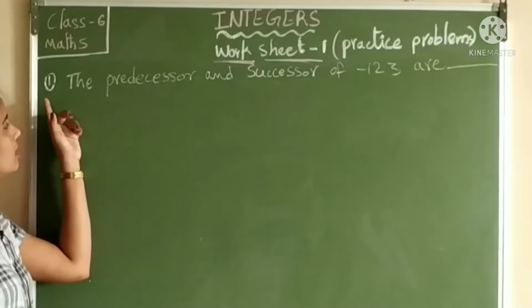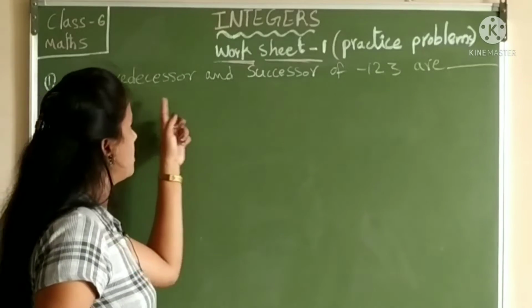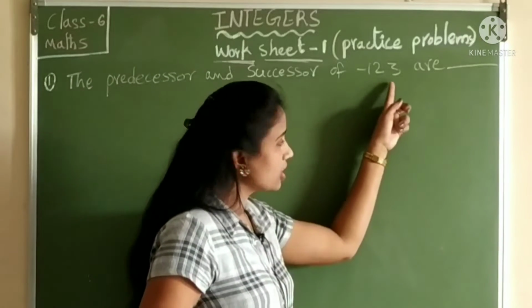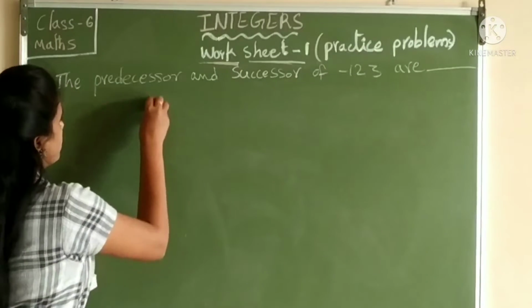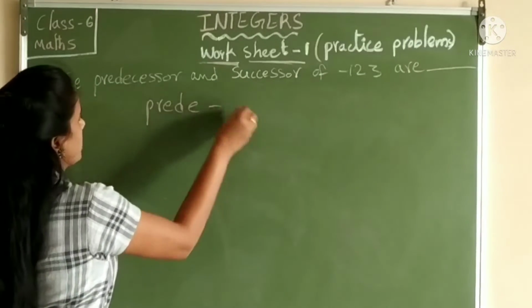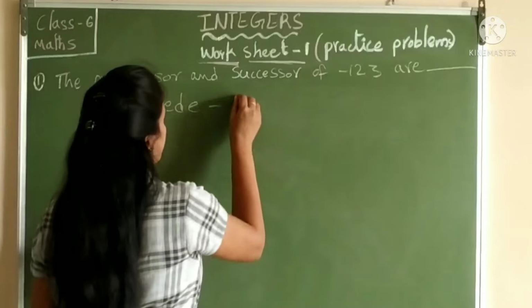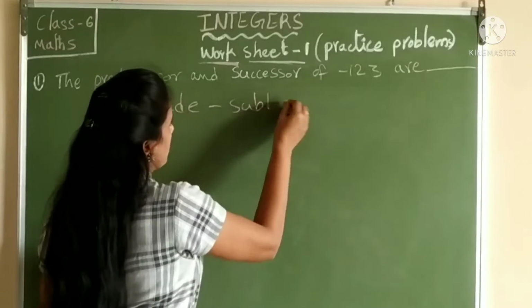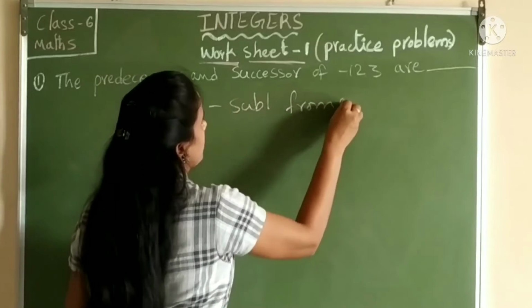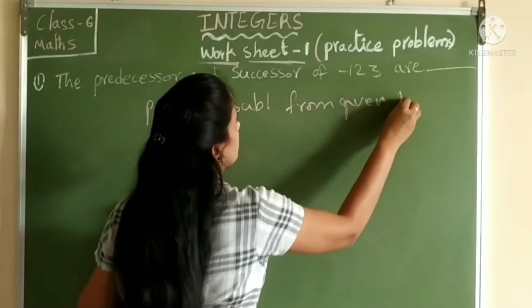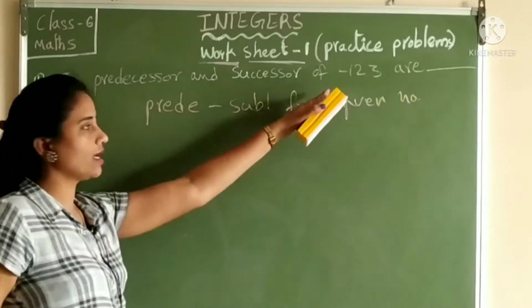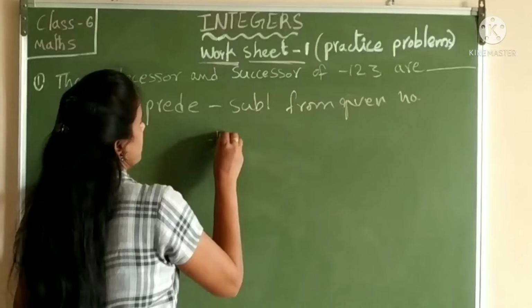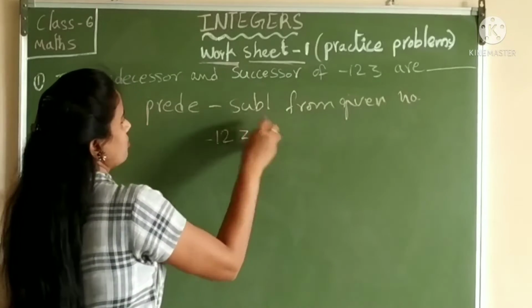See the example. The predecessor and successor of minus 123 are. What is predecessor? Predecessor means subtract 1 from the given number. What is the given number here? Minus 123. Minus 1, subtract 1.